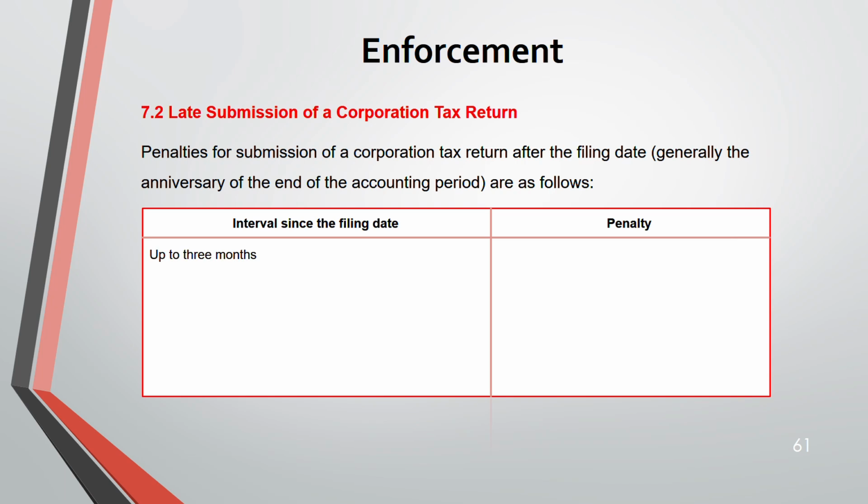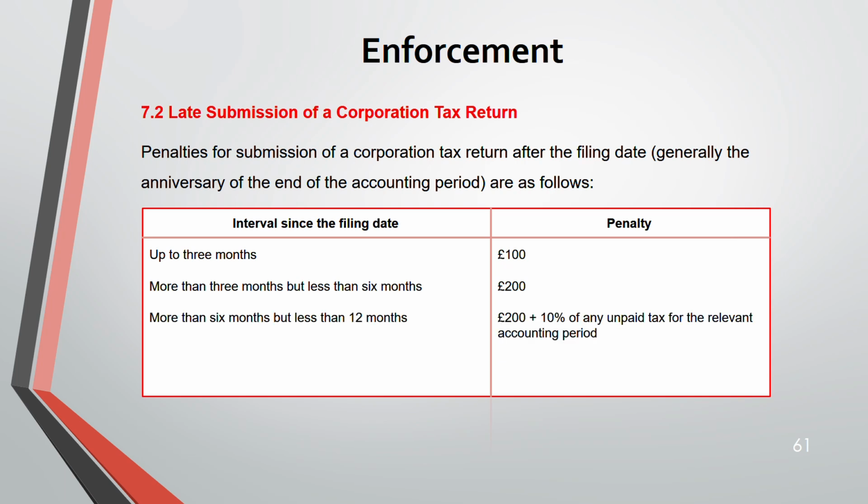So up to 3 months, penalty is 100. More than 3 months but less than 6, 200. More than 6 but less than 12, 200 plus 10% of tax for the relevant accounting period, unpaid tax. 12 months or more, 200 plus 20% of any unpaid tax for relevant accounting period. This table you have to remember, okay, the time limit and the penalty.